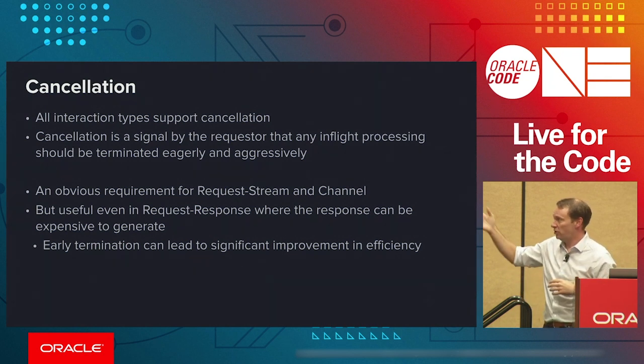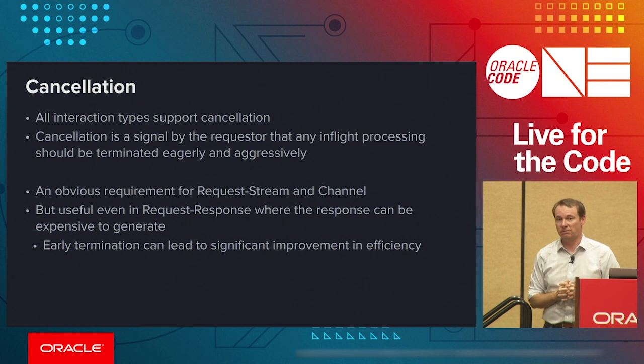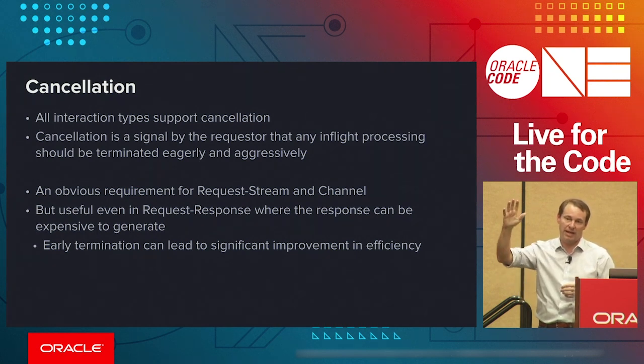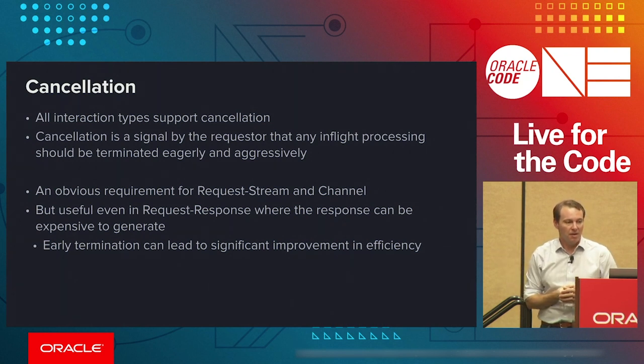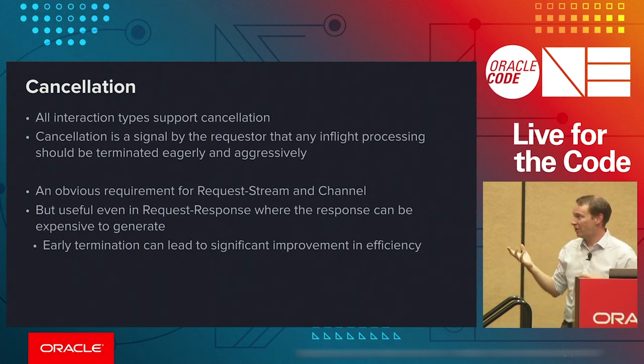So obviously, you know why you want to do it for a request stream and channel, right? Like if the stream is attempting to send you 10 million rows or something like that, being able to say, okay, I got the 500th row and it had what I needed. We'll just go ahead and cancel this. Don't bother materializing anything new. Don't load anything up into memory. But we also can use it on request response.